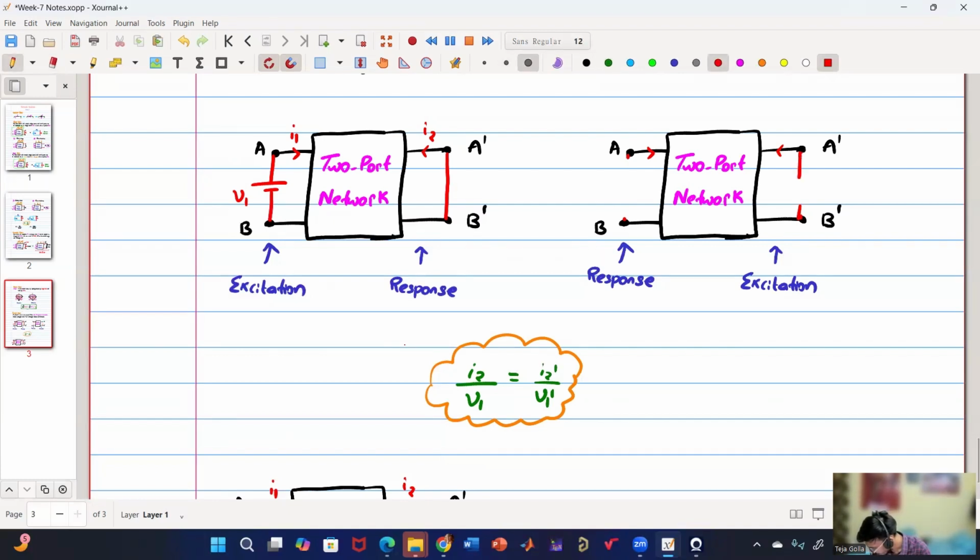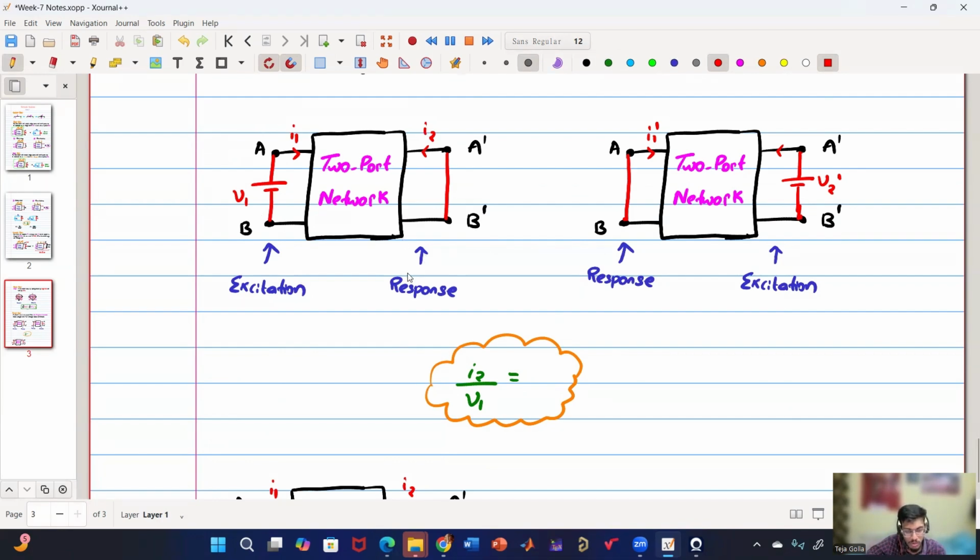So I am exciting this with a voltage, V2 dash, and then the current here is I1 dash. So now the response is I1 dash. I'm really sorry. Yeah, thanks for correcting. So we are exciting it with a voltage and we are checking the short circuit current.